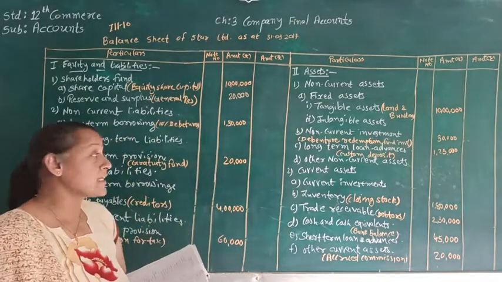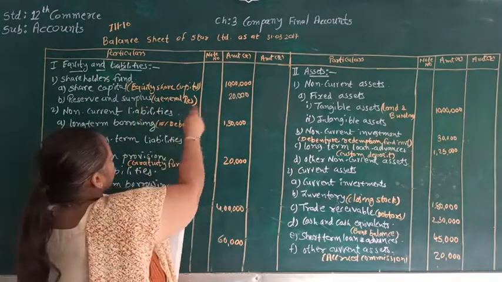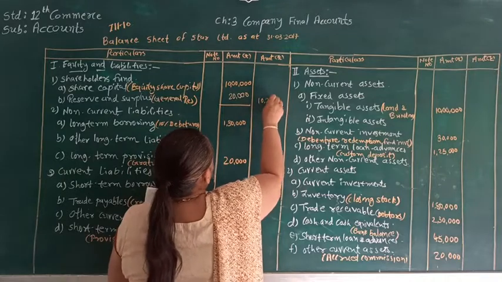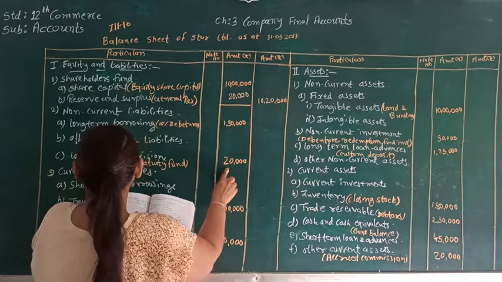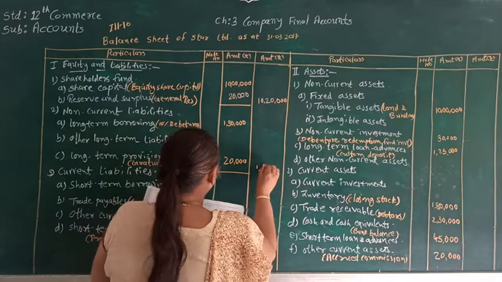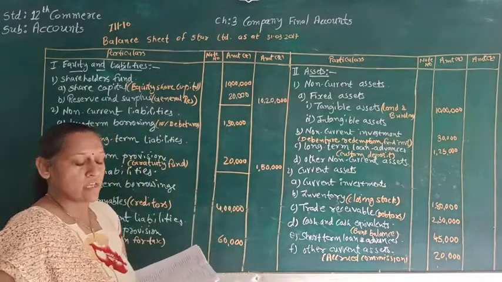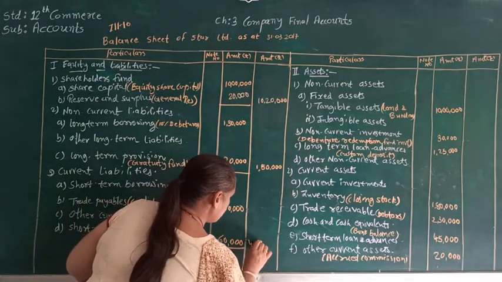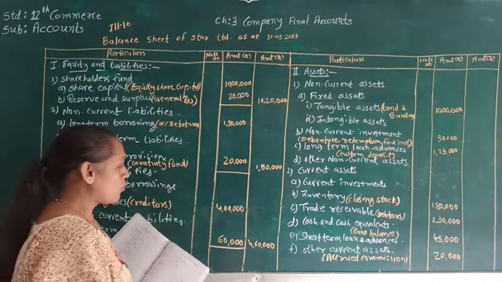So now let's make the total of all the main heads. So the total of the first two heads is 10 lakh 20,000. Next one is 1,30,000 and 20,000, so that will be 1,50,000. The next one is 4,60,000.